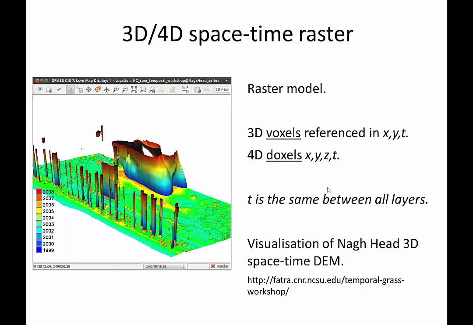Anyway, we've got these x, y, z, t coordinates. Each cell is just located in 4 dimensions, and that's how we can do elevation as well. So here is an example of a 4-dimensional space-time raster displayed in 3 dimensions, with the 4th dimension being displayed in color. So this is a digital terrain model, and how a digital terrain model has changed through time.